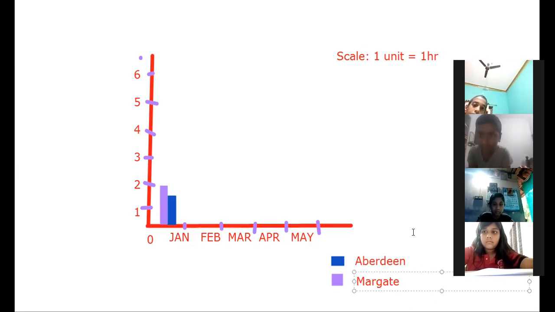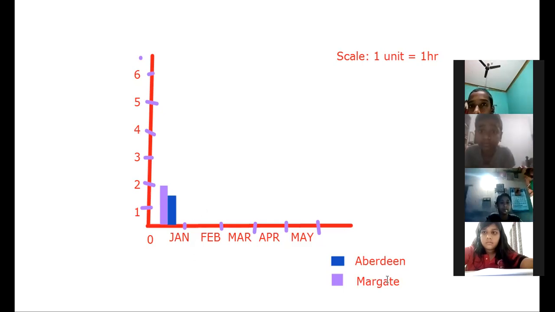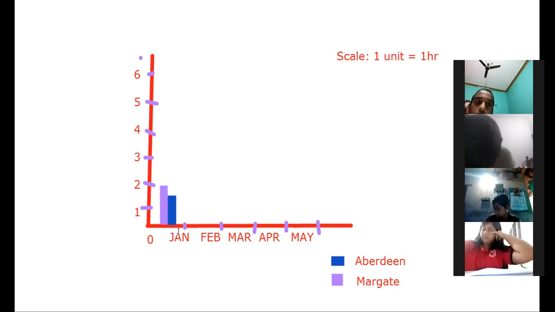Okay, so from this graph, we can easily identify the average hours of sunshine of these two cities for the month of January. Is it clear? This is the representation of the average hours of sunshine of both cities for January. Similarly, we can draw the graph of the average sunshine for the month of February.